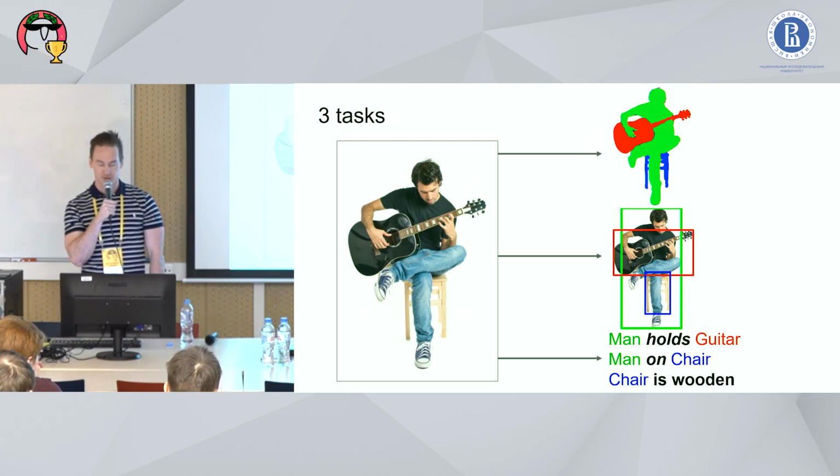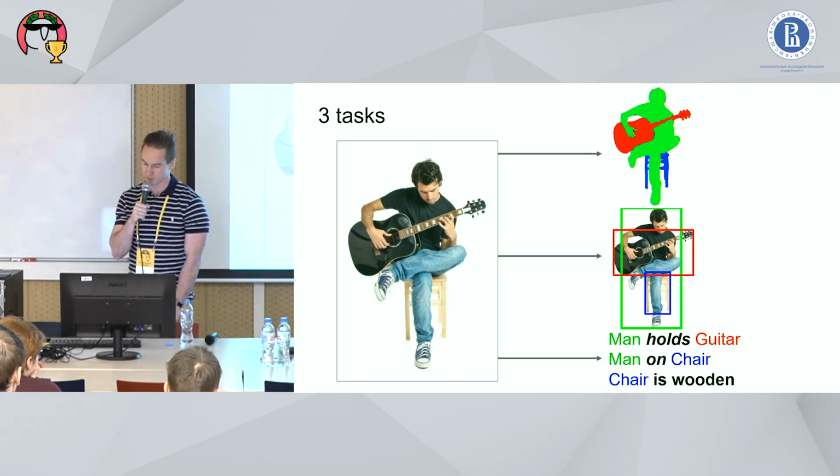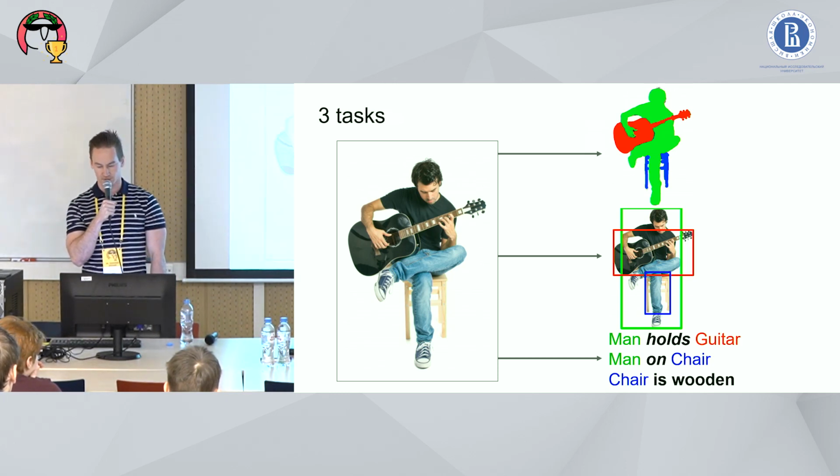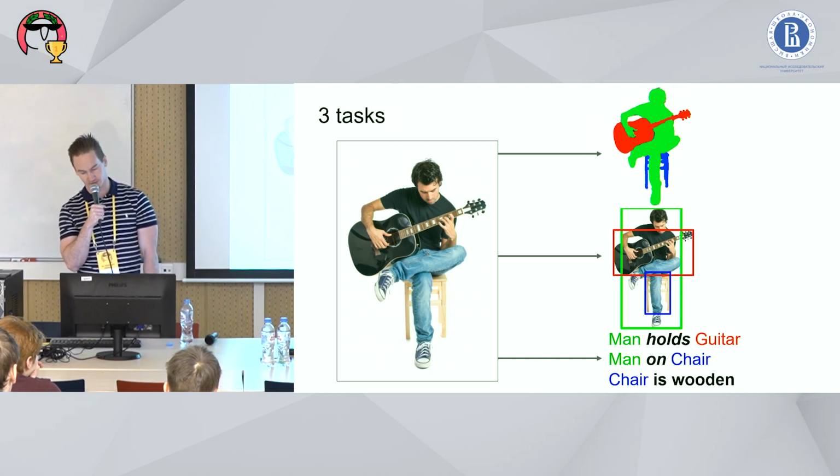And in the third competition, you need to make predictions about some kind of visual relationship between these objects. So, for example, man holds guitar, man on chair, and it's also about properties of the objects like wooden and other material and stuff.